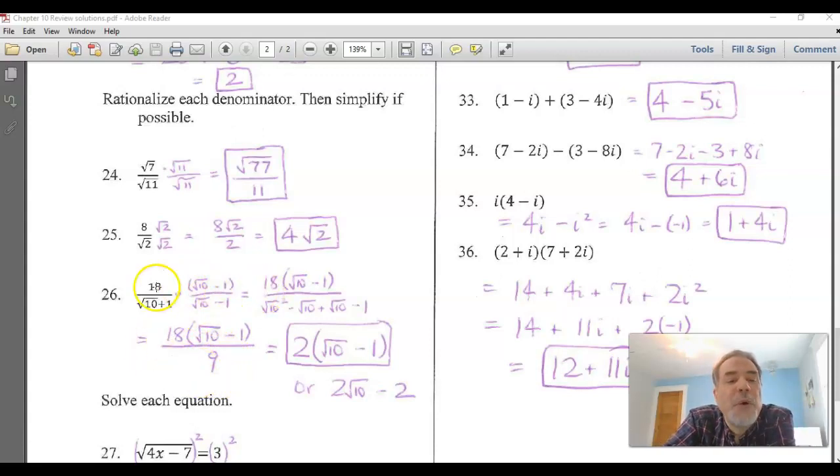Meanwhile, on top, we're taking this 18 times this square root of 10 minus 1. If you multiply it through, it would be 18 times the square root of 10 minus 18 times 1. And then we can divide what's on top by the 9 that we have on the bottom, and the answer could be written in factored form as 2 times the square root of 10 minus 1, or in the multiplied out version, 2 times the square root of 10 minus 2.